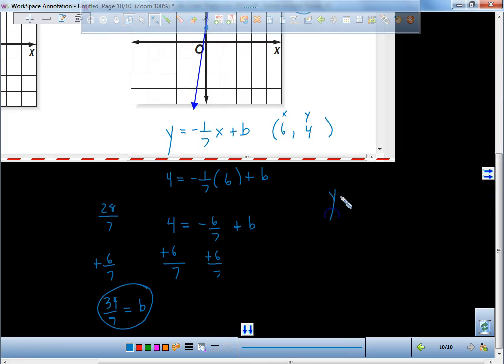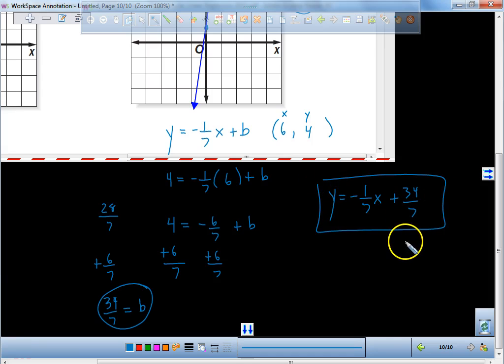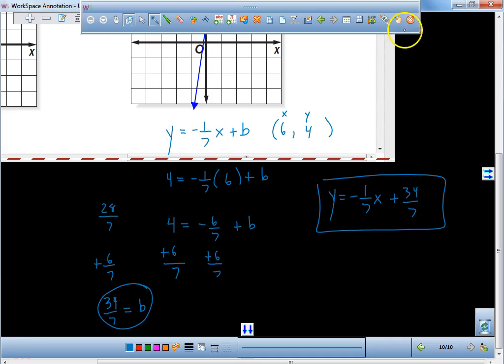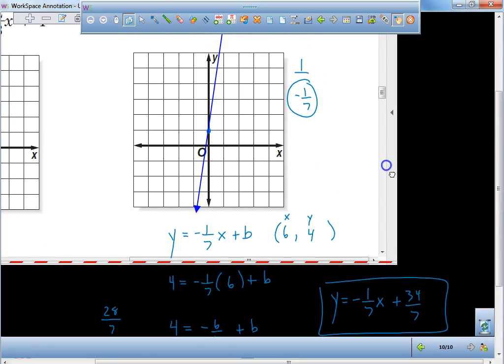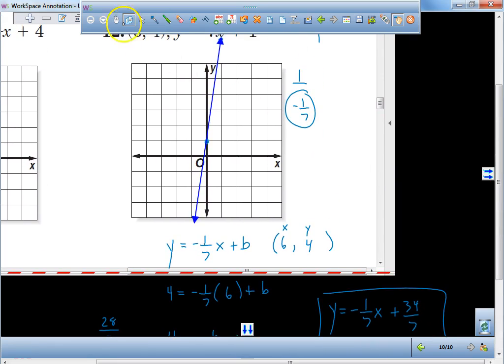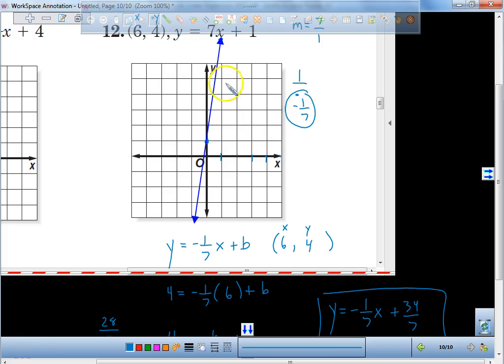So my final answer would be -1/7 x plus 34/7. Can a ridiculous answer like this be the correct answer for a line that's perpendicular to our original one? Absolutely, because it passes through 6, 4. 1, 2, 3, 4, 5, 6, up 4 right there, and it's a -1/7 slope. So I'm going to type in my answer, see if it works.